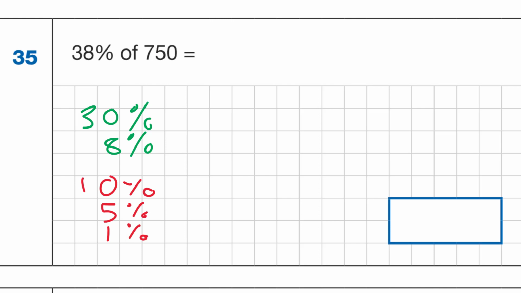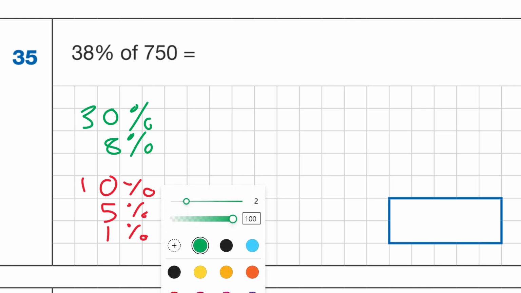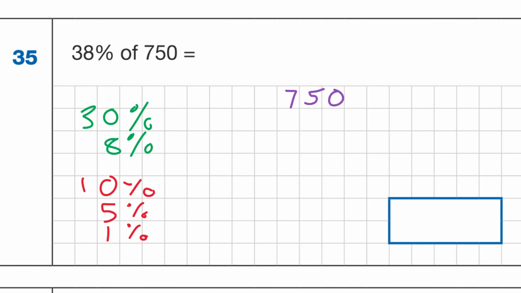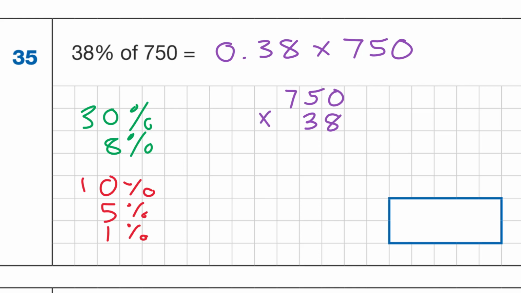What I would actually find quicker in this instance is to just do some multiplying, but you need to use what you find quickest for you. I'm going to just do 750 multiplied by 38, because 38% of 750 is the same as 0.38 times 750. They are the same thing. If you were finding 38% of 750 on a calculator and you didn't have the percentage button, which you would, but that's what you would type in, 0.38 times 750. So I would actually just do a long multiplication because I think that's going to be quicker in this instance.